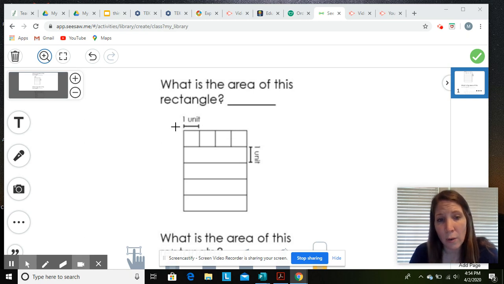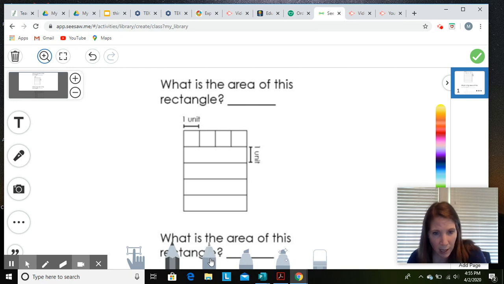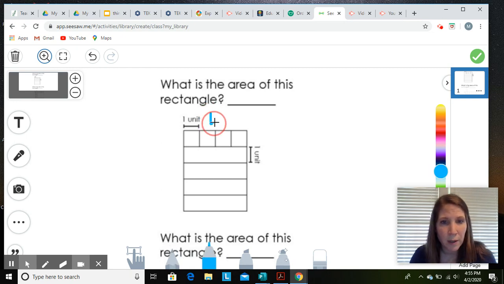I notice also that above the first row, it says 1 unit. And here at the second row, it says 1 unit. So what it's really saying is each square equals 1. It's just one square. So we have 1, 2, 3, 4 squares. So I'm going to put a 4 up above that.